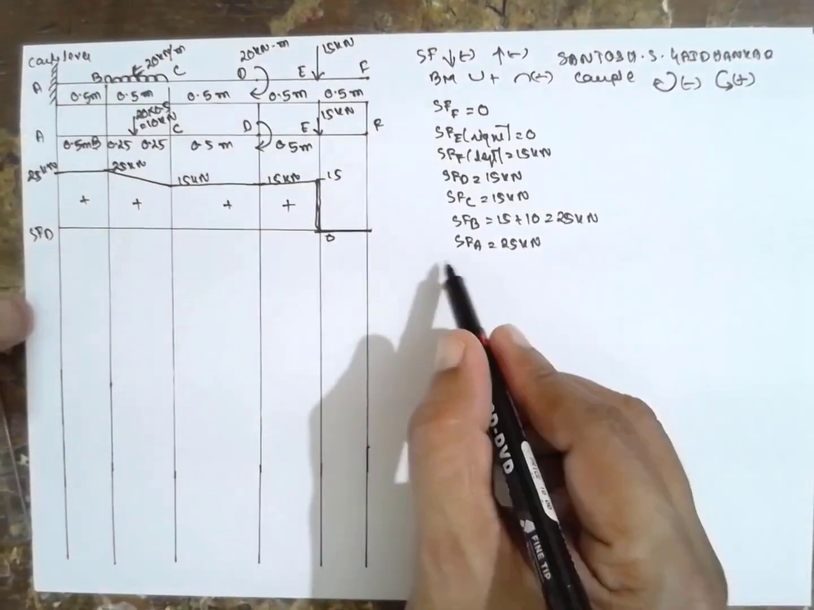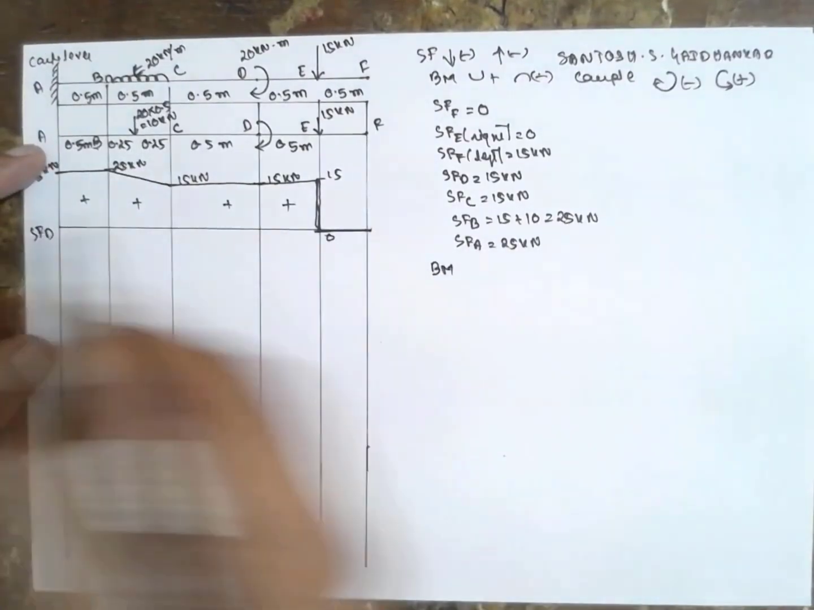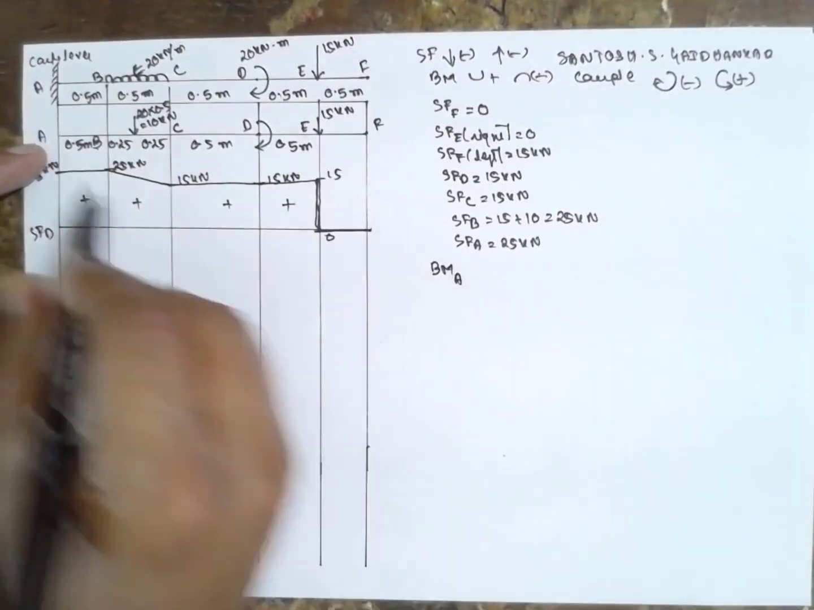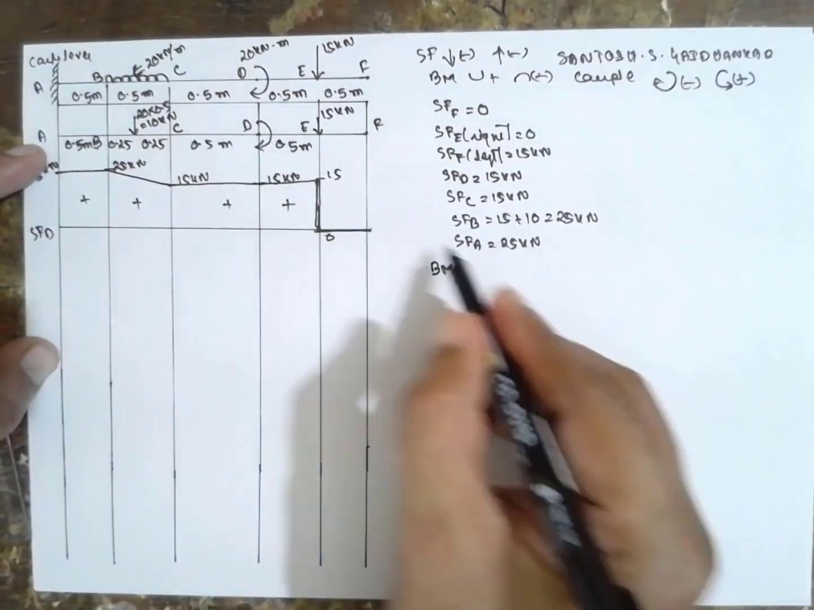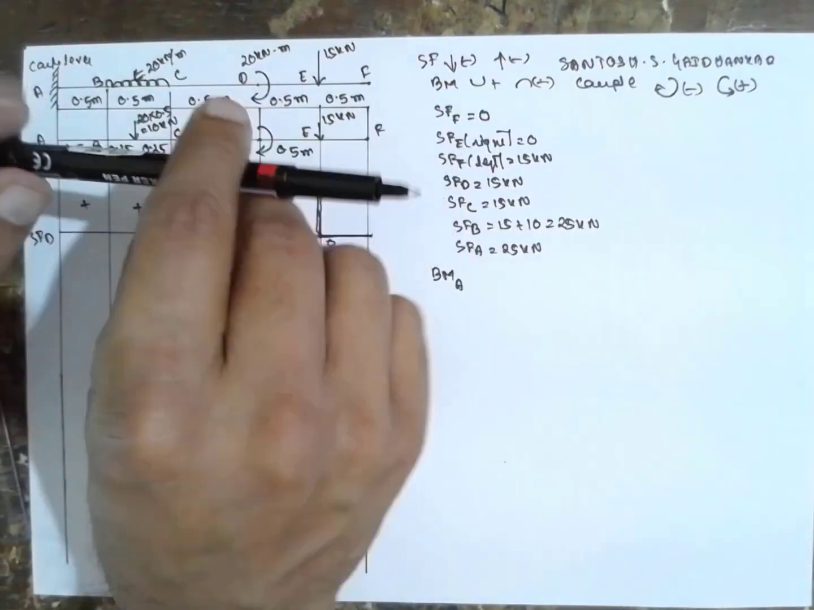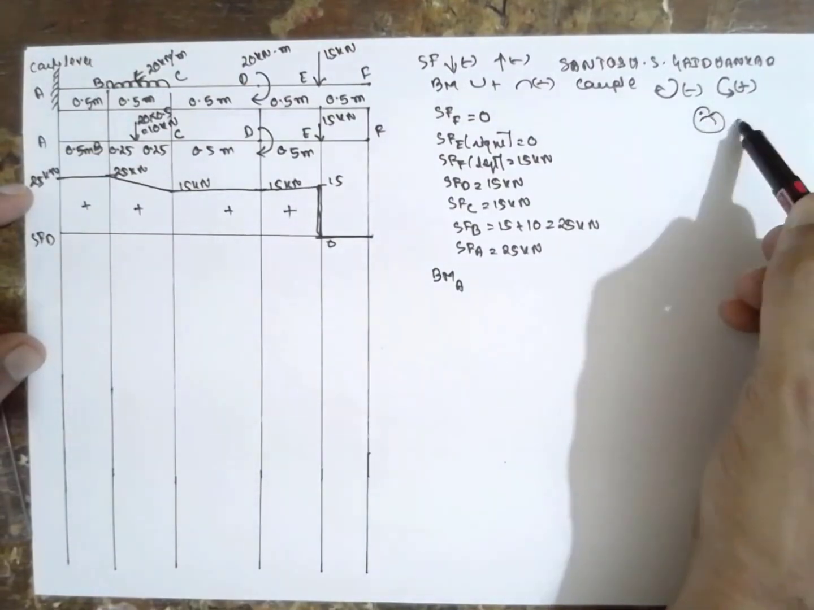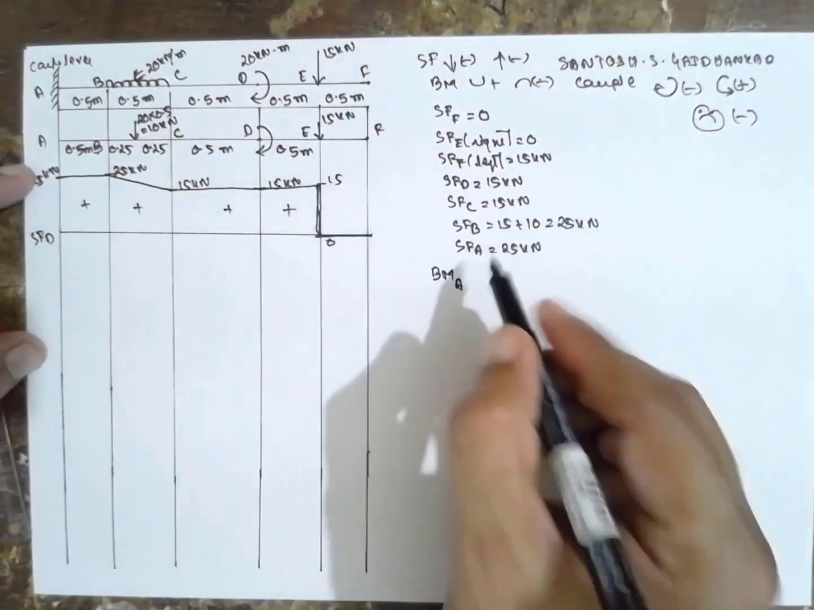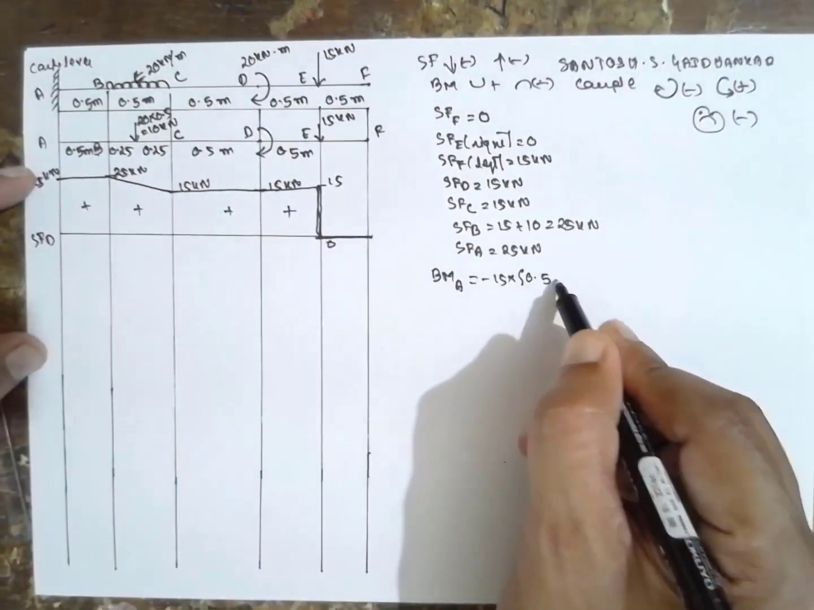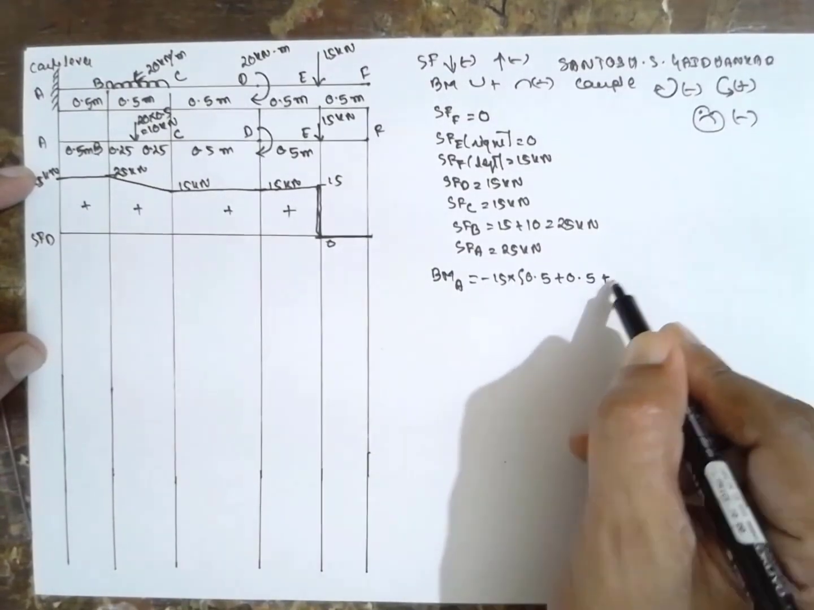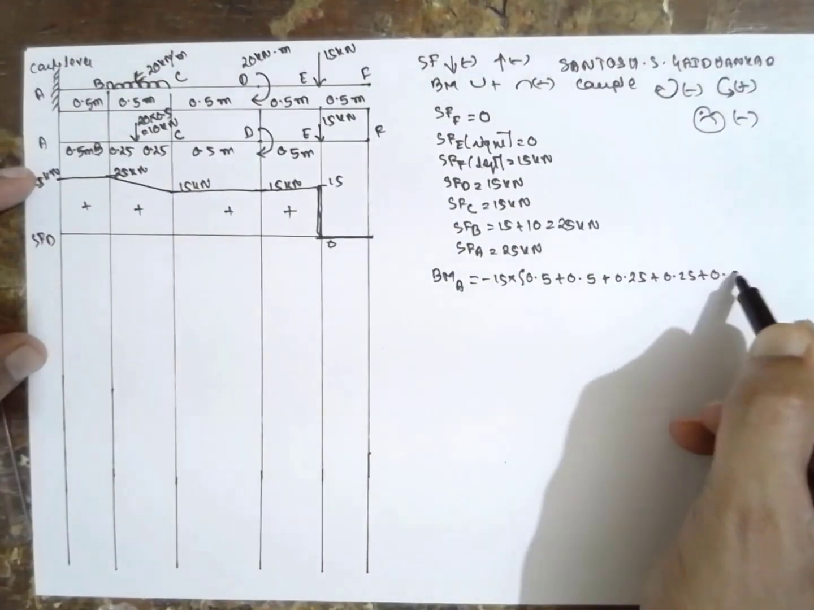I will consider the BMD diagram, that is bending moment. BM at, I will start from the A, that is from towards left. At A, I will consider this diagram. Now first F, there is no load, then here because it is a hogging, it is a sad face. If it is a sad face, I will consider as a negative. 15 into distance, total distance, that is 0.5 plus 0.5 plus 0.25 plus 0.25 plus 0.5.